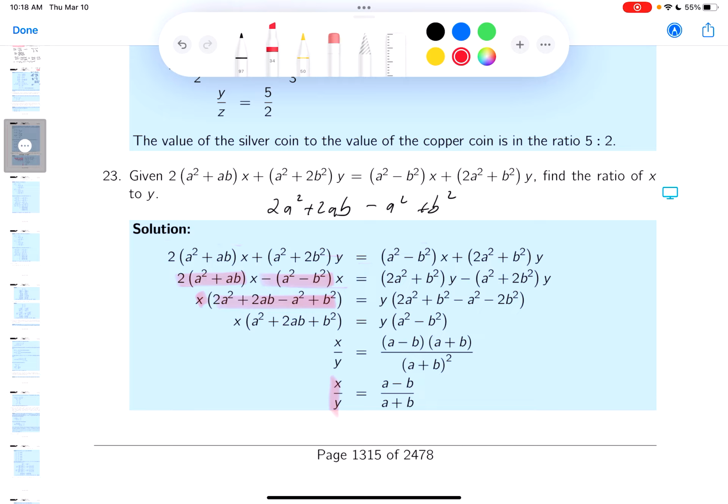What's the next thing I did? Well, I factored. I'm sorry, combined like terms. So a squared, 2ab plus b squared. All right? All right, let's go the other side.